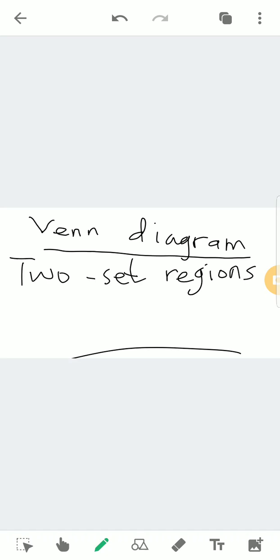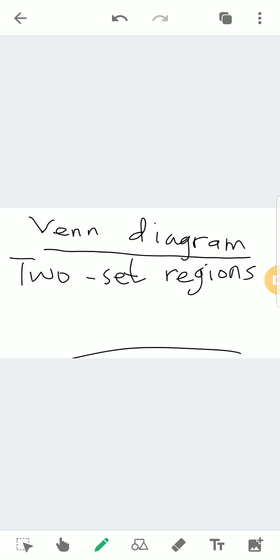Today we are going to talk about Venn diagrams. Venn is the name of a Frenchman who used this illustration to solve problems involving sets.